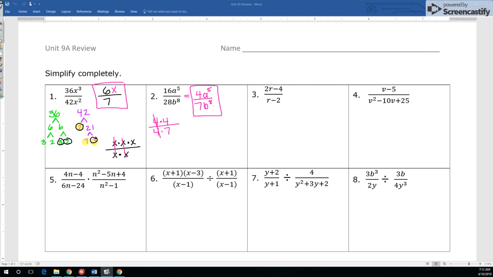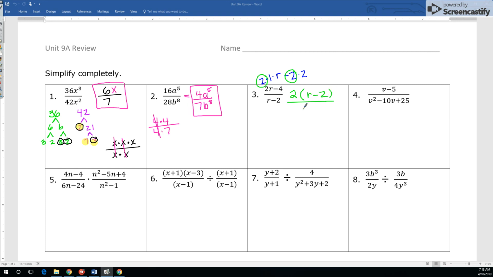Number 3 is going to need us to factor. Why? Because these aren't monomials. These are called binomials. There's 2 pieces. So I think about 2r minus 4, and I know that 2 is 2 times 1, and I know that 4 is 2 times 2. So if I look at the greatest common factor here, the GCF, I see that both of these terms share a 2. So I'm going to factor out my 2, and I'm left with 1r minus 2.